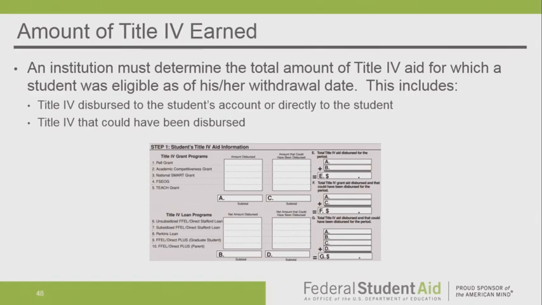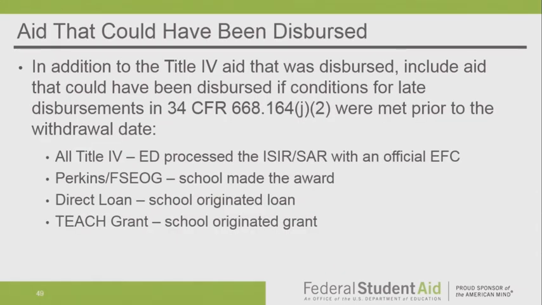On this particular screen right here, you see in the left-hand column is the aid disbursed. The second column is aid that could have been disbursed. Both of these amounts have to be included in the R2T4 calculation. Aid that has been disbursed is pretty self-explanatory. That's the money that went out the door to the students, right? But the aid that could have been disbursed is a little bit less clear, and sometimes we're not exactly sure what goes into that aid.